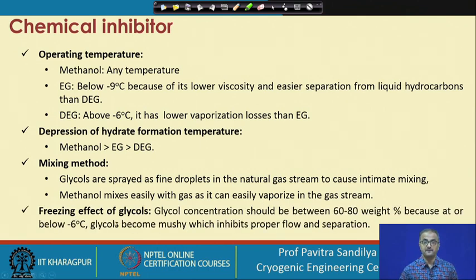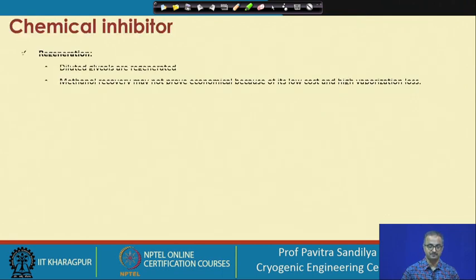Then we have the freezing effect of glycol, which is not found in the case of methanol. The glycol concentration should be between 60 and 88%, because at the higher side, if you go for higher concentration and low temperature, the glycols may become mushy, which inhibits the proper flow. Mushy means they will form a kind of semi-solid, gel-like solid, and that will also prevent the flow and the separation of these glycols from the hydrocarbons.